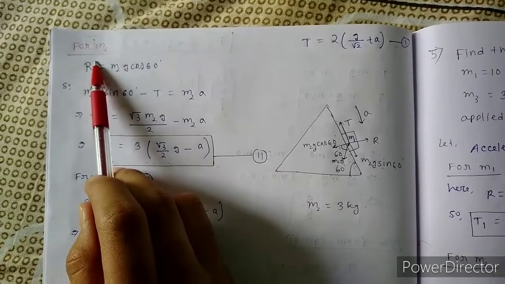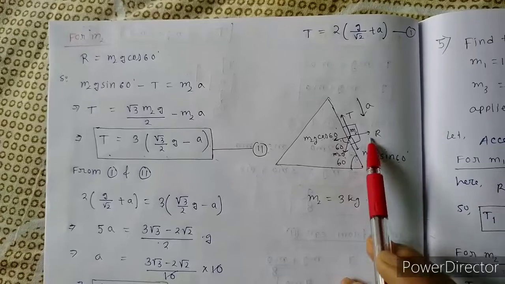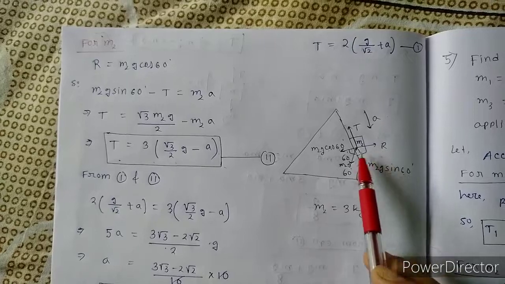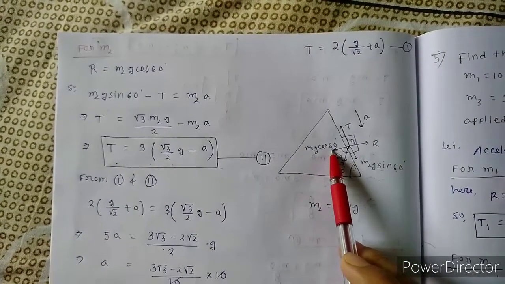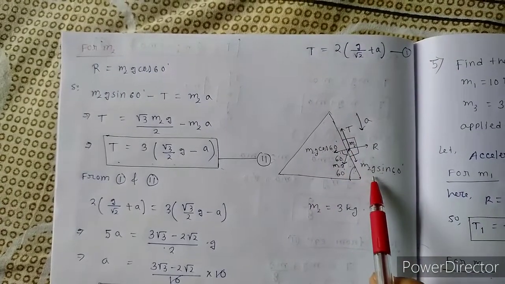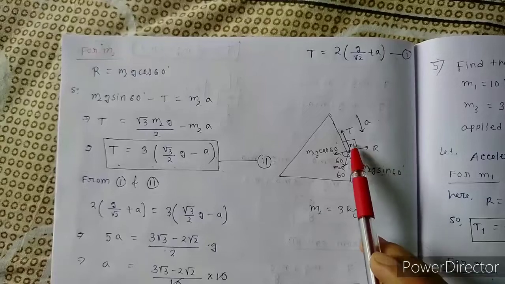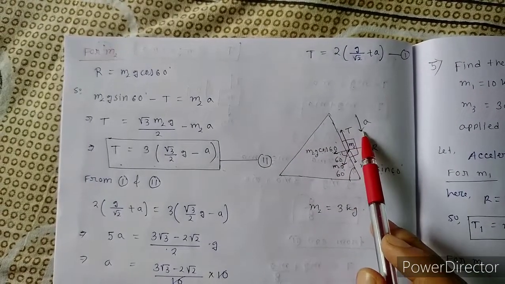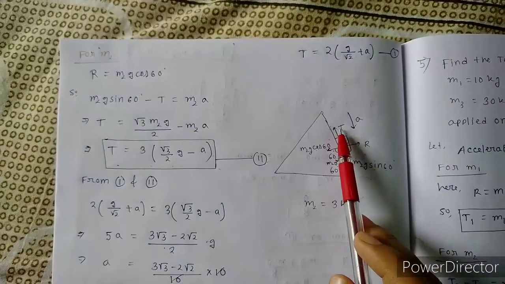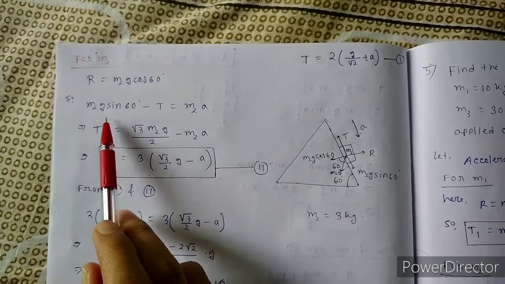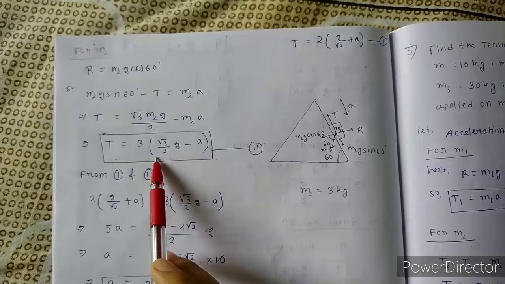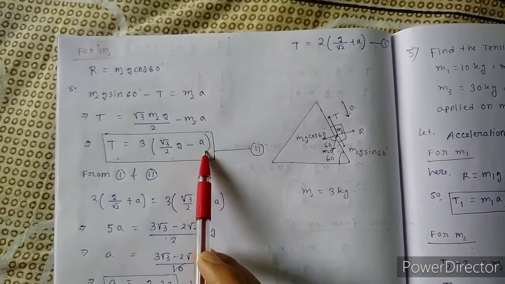Now for the mass m2. If we look at all the forces acting on the mass m2, here also the reaction force R is cancelled out by m2g cos 60 degree. So two forces act on the mass m2, tension T and m2g sin 60 degree. As the mass m2 is moving downward with acceleration a, m2g sin 60 degree is greater than the tension T. So we get m2g sin 60 degree minus T equals m2a. So T equals 3 into root 3 by 2g minus a.